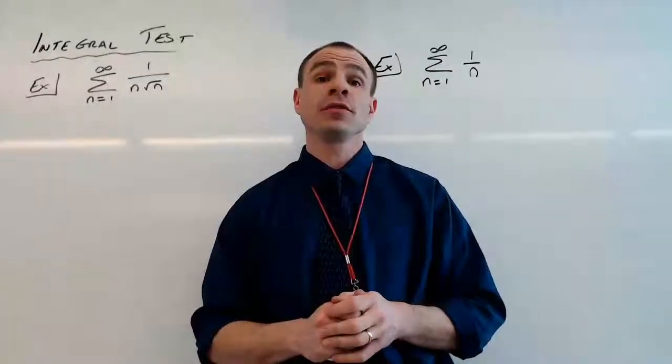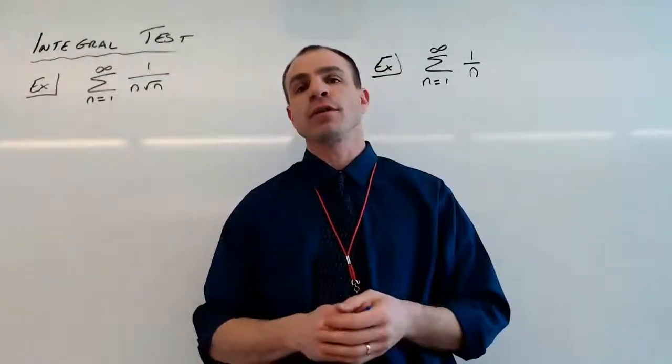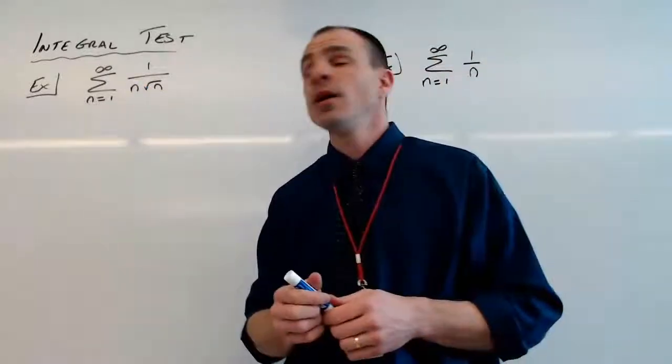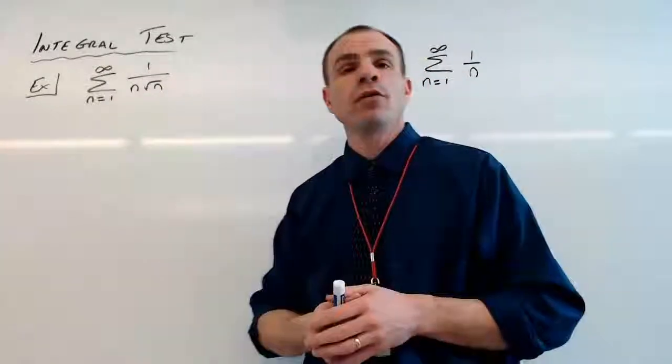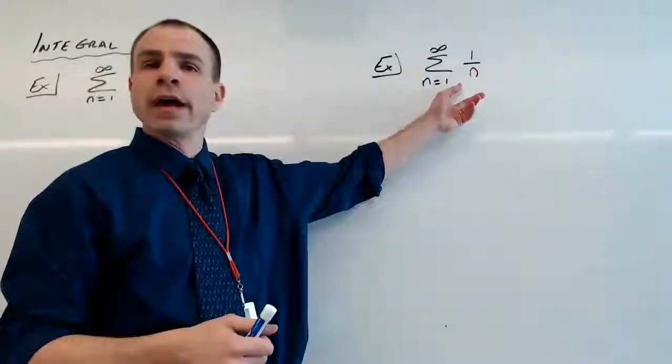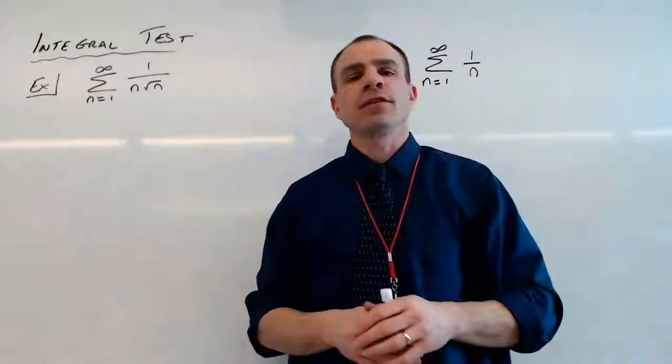A couple of examples using the integral test for convergence. With our first example, we have the series where the general term is 1 over n times the square root of n. And then the second example is just going to be 1 over n. All right, so we're going to look at the difference between the two.